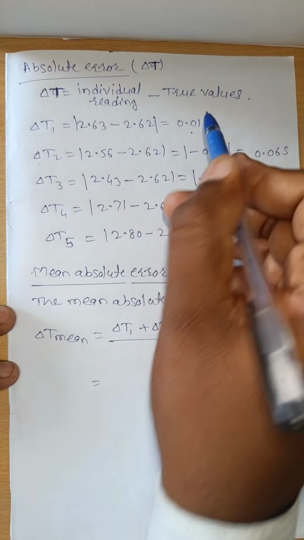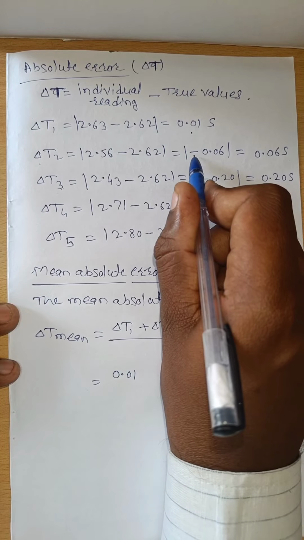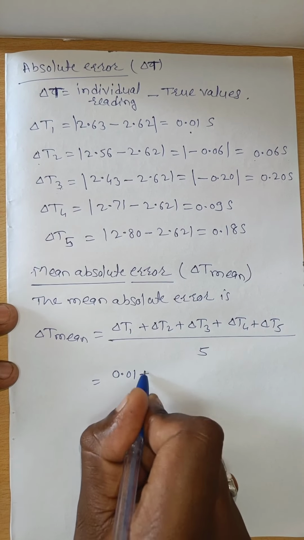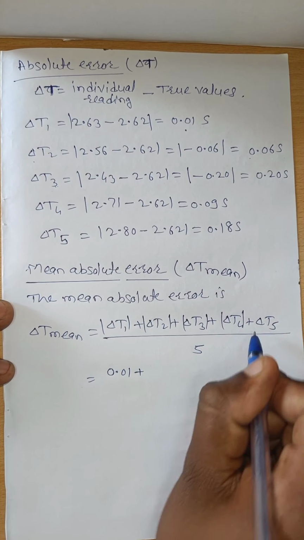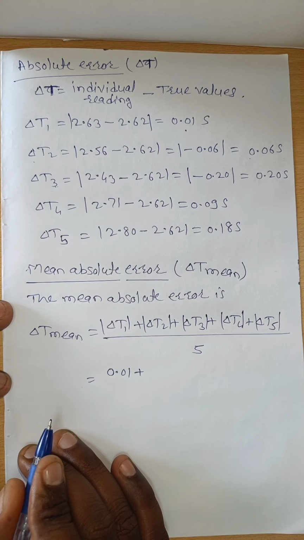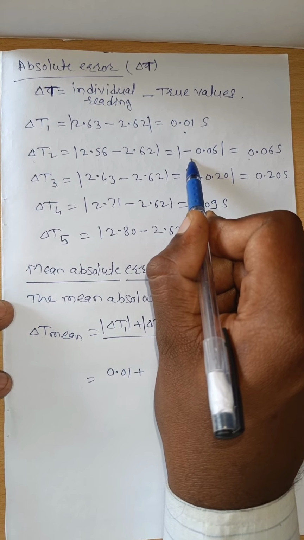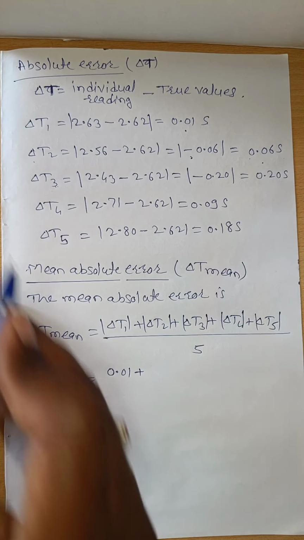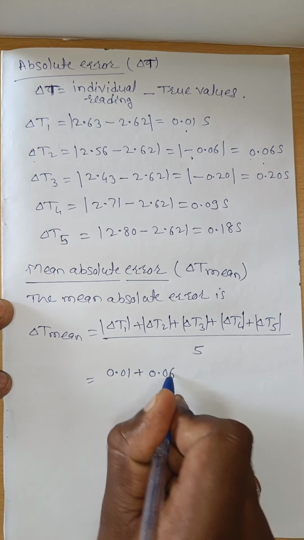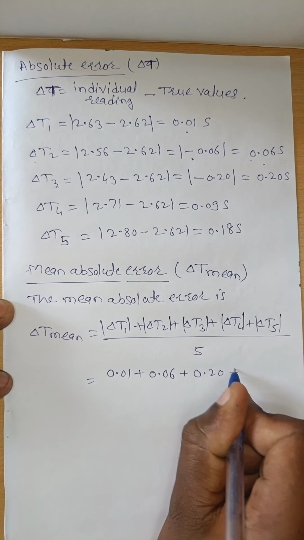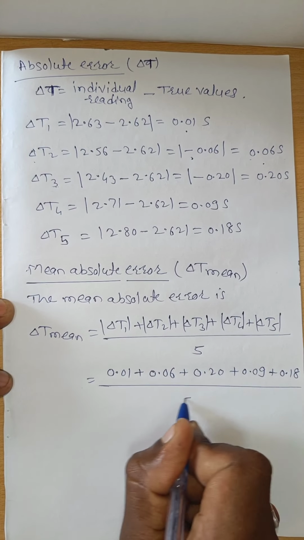What is the delta t1 value? Delta t1 value is 0.01. Delta t2 value is 0.06. All these values we have to take as mod values. Mod means we have to take only positive values. If the values are negative, you have to convert them into positive. Here this value is negative, so you have to convert it into positive. So 0.01 plus 0.06 plus 0.20 plus 0.09 plus 0.18, divided by 5.